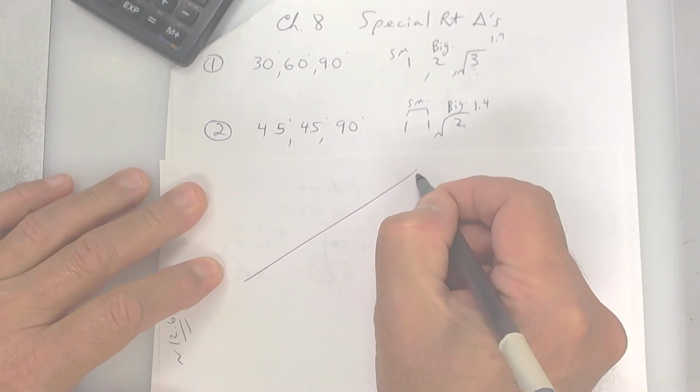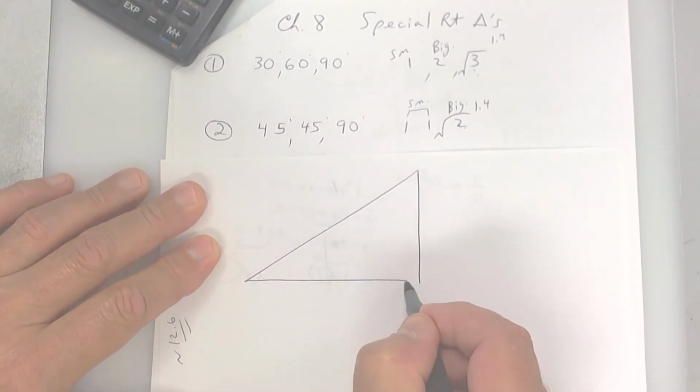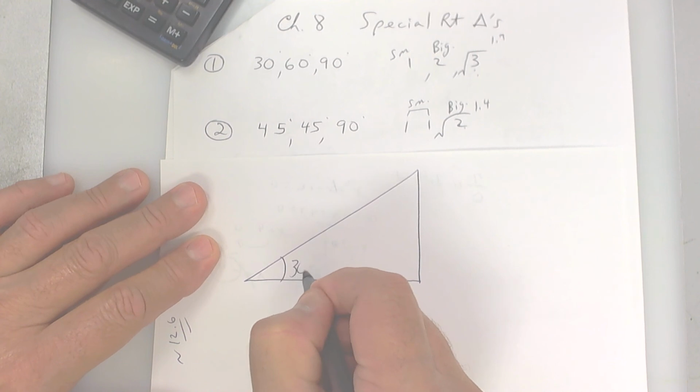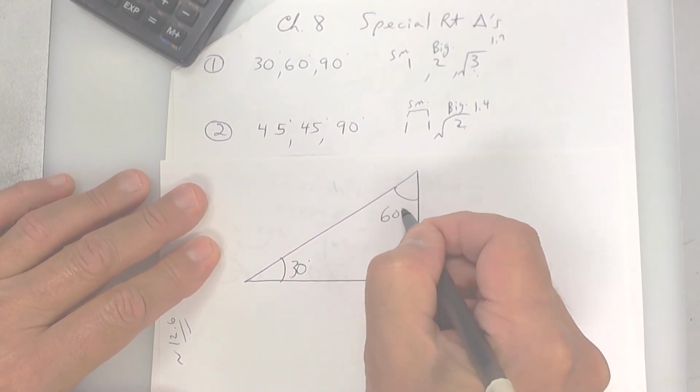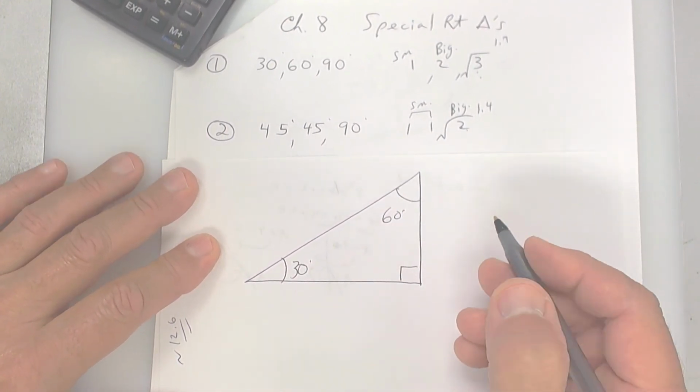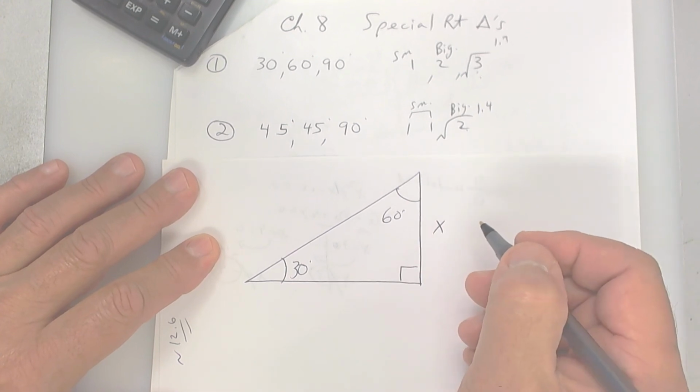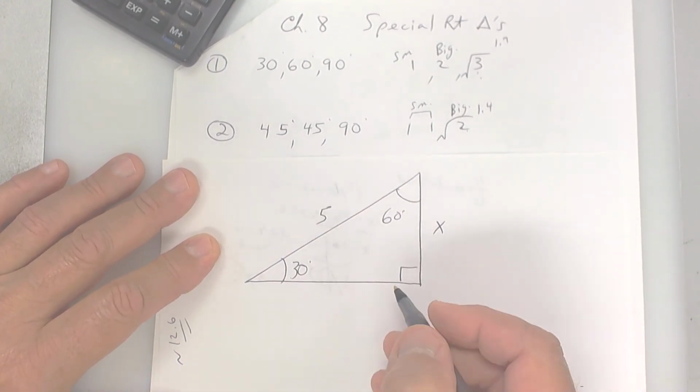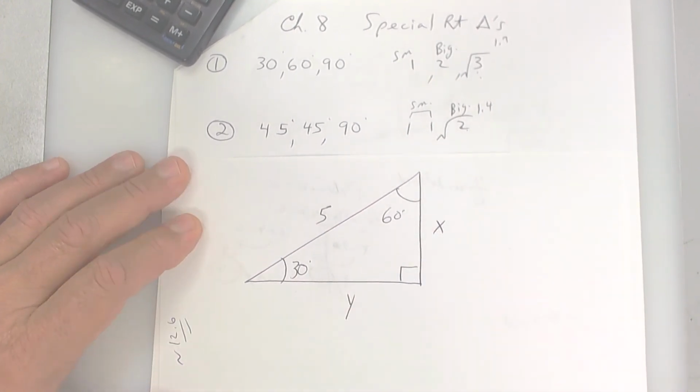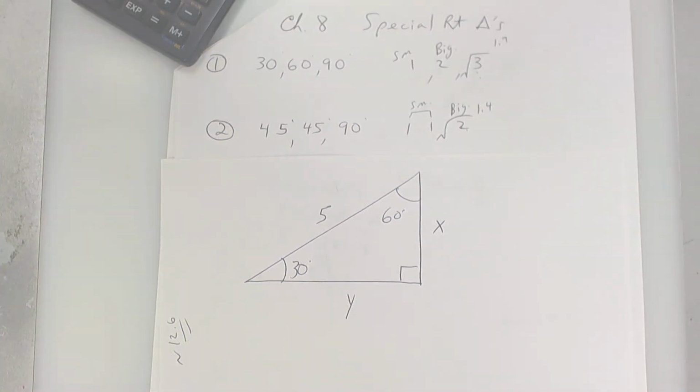Let's say I give you a triangle, and I want you to draw this. Let's make this a 30, 60, 90 triangle. Let's make this one X, let's put a 5 here, and let's put a Y here. Copy that down. Now here's how you work this. Pay attention. First of all, you cannot use the Pythagorean theorem because you only know one side. So here's how I want you to do it.